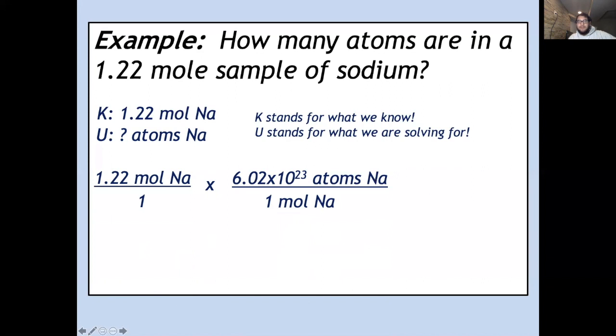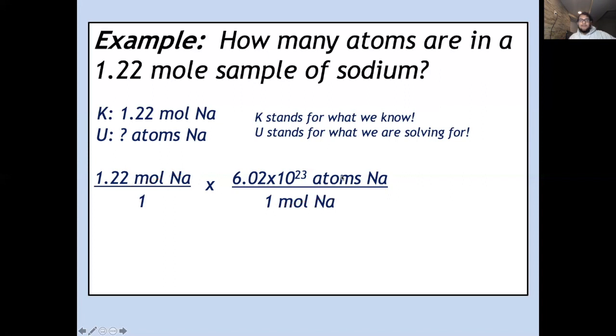And on the bottom, I can put a 1 mole, right? Because I want my units to cancel, right? And you'll see how this works in just a second. I want these moles on the bottom here to cancel out with these moles on the top, so that the only units I want to be left with are atoms of Na.